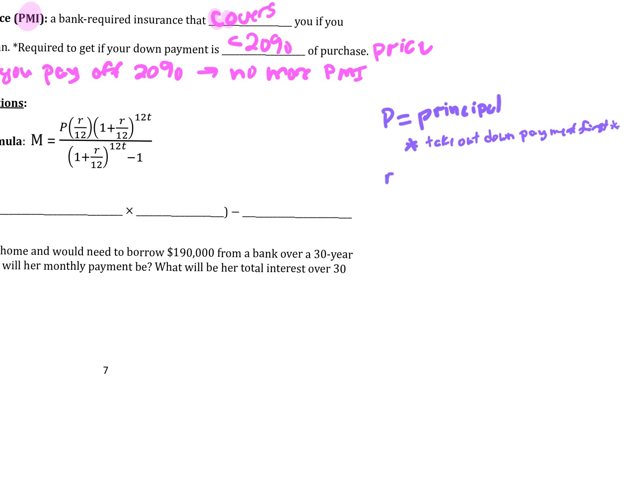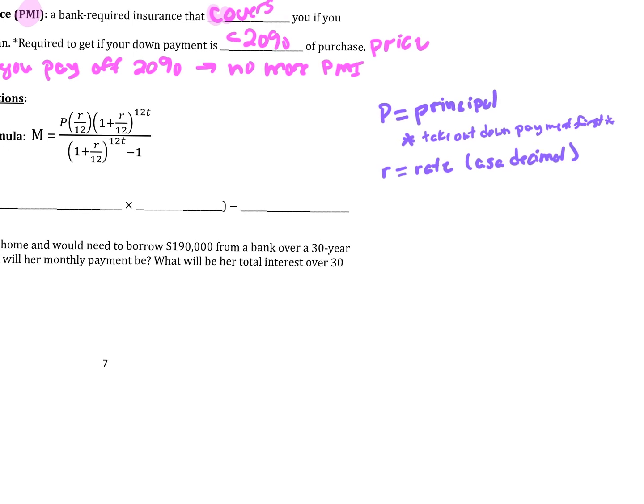Remember, R is our rate, our interest rate, and we write that as a decimal. What other letters are in there? The T, and that's time in years.